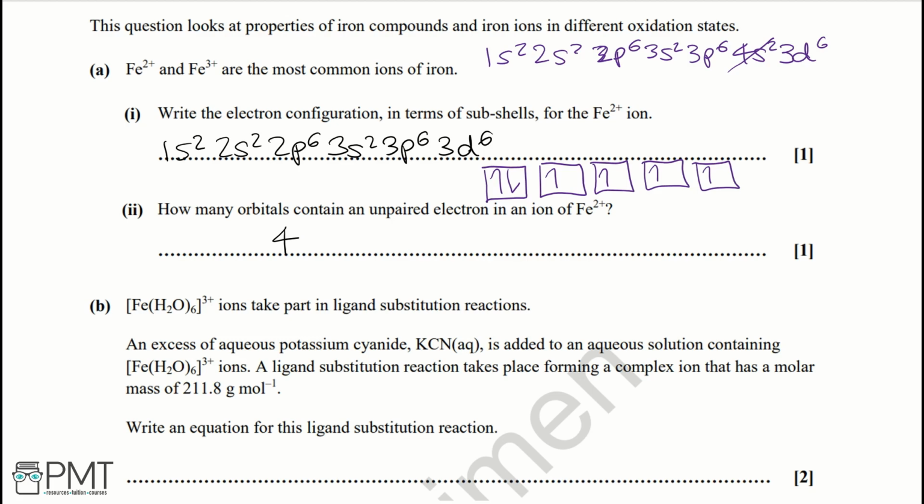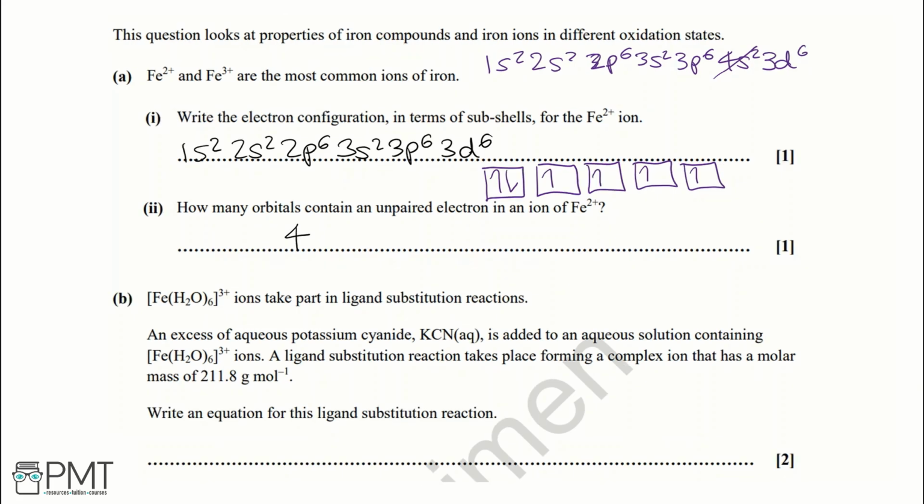Part B. [Fe(H2O)6]3+ ions take part in ligand substitution reactions. An excess of aqueous potassium cyanide, KCN(aq), is added to an aqueous solution containing [Fe(H2O)6]3+ ions. A ligand substitution reaction takes place forming a complex ion that has a molar mass of 211.8 grams per mole. Write an equation for this ligand substitution reaction.